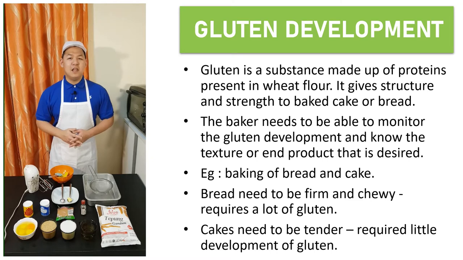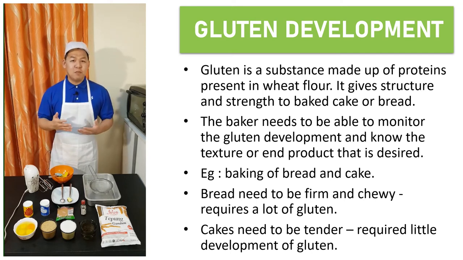For example, in the baking of bread, usually we want the bread to be firm and chewy, which requires a lot of gluten. On the other hand, we want the cake to be tender, which means that we want very little development of gluten. I believe you have learned in detail in the lecture how we can control the gluten development.